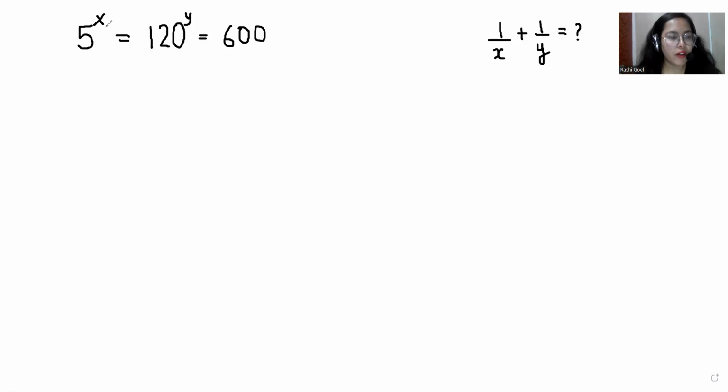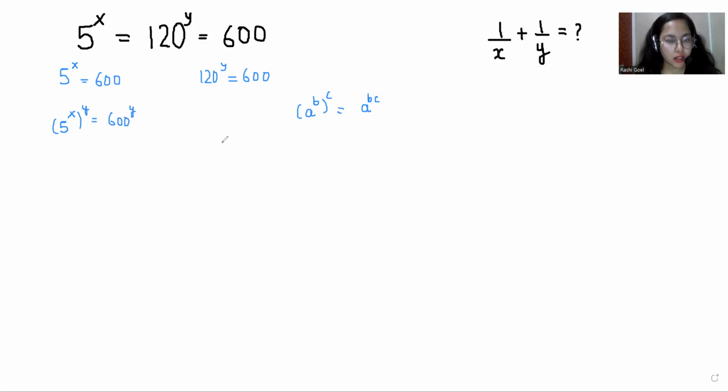As we know that 5^x and 120^y both are equal to 600, we can write it as 5^x = 600 and 120^y = 600. We know the famous exponent rule that (a^b)^c is always equal to a^(bc). So I can raise both sides to the power y and write it as (5^x)^y = 600^y.